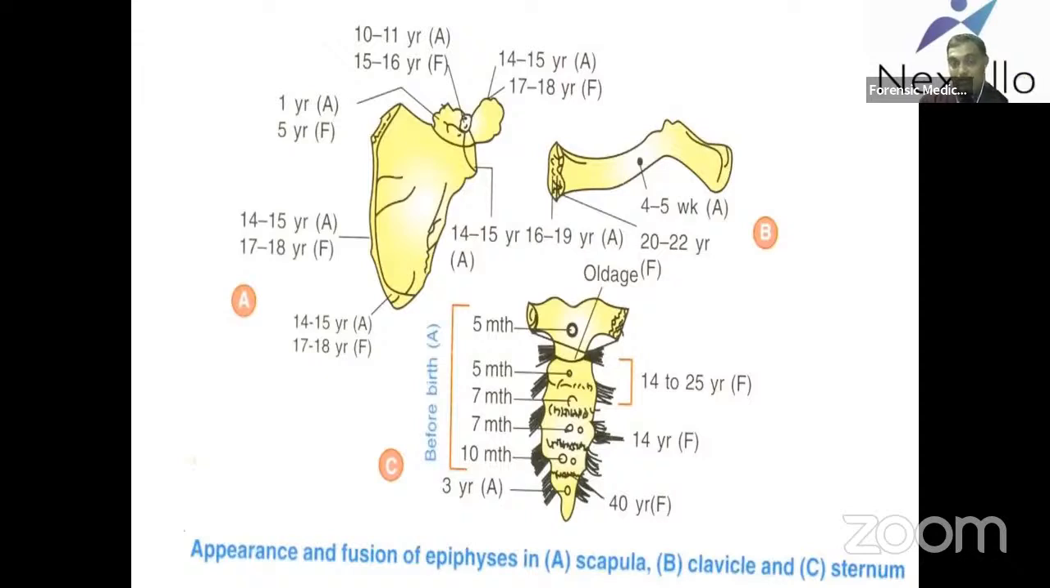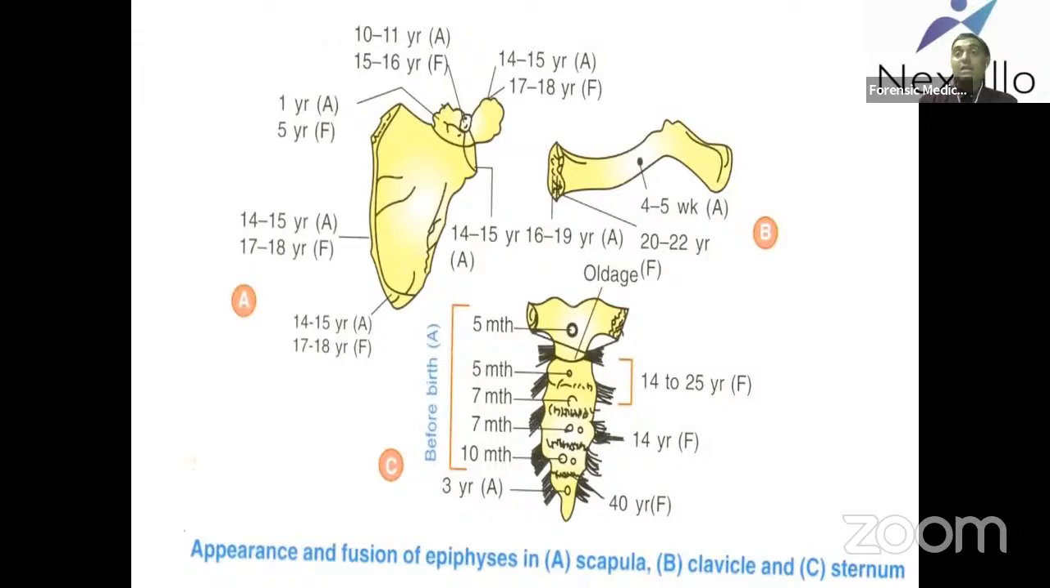The sternum before birth, around 5 months of intrauterine life, has started appearing in the center. And this fuses with the manubrium sterni at the older age, 14 to 25 years also. So like that, you can see the scapulae, the clavicle, medial and lateral, and everything that has been written here. So accordingly we have to take X-rays. And in X-rays, you just understand whether this part of that particular joint appears or is fused. If it appears, then what will be the age of the person?